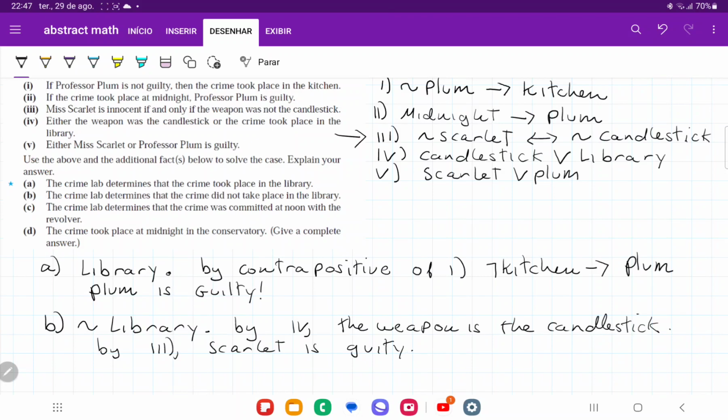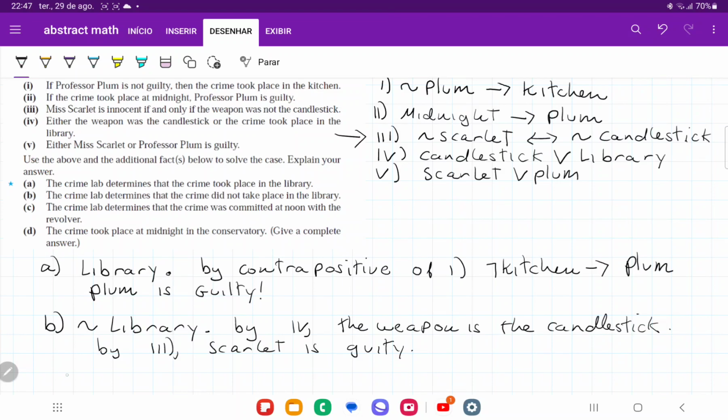Another explanation is that if we say not P implies not Q, this is equivalent to saying P implies Q. So we can say here that if it was done with a candlestick, then it was Scarlet who did it. Okay, so that was item B.